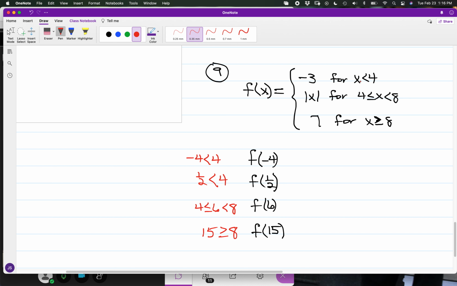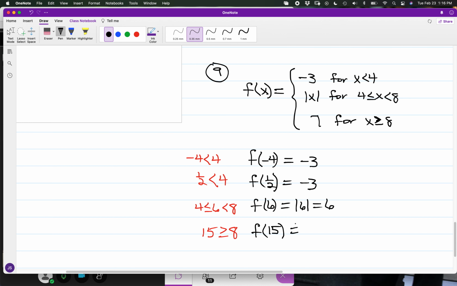So the first inequality applies to the first two items. For f of -4, as well as f of 1/2, that is automatically set up where y is equal to -3. And since 6 lies between 4 and 8, and fits into the second inequality description, we have the second functional description to follow. So f of the input is equal to the absolute value of the input. Here we have the absolute value of 6, which is equal to 6.